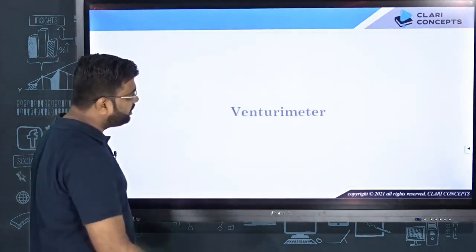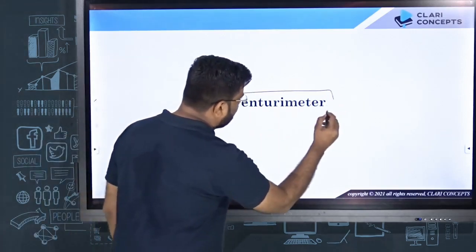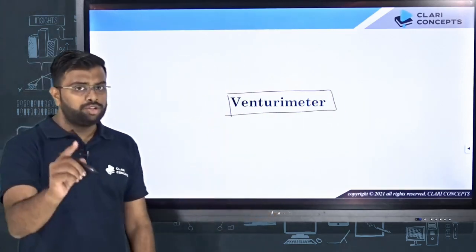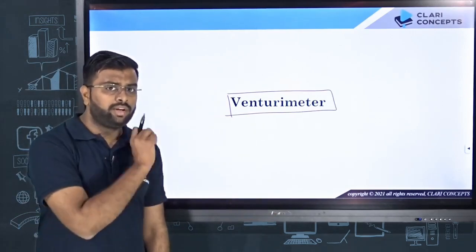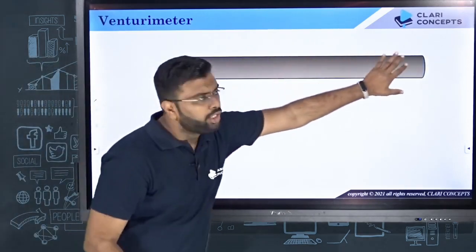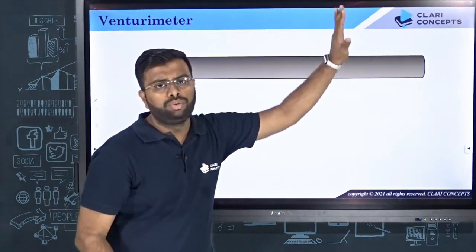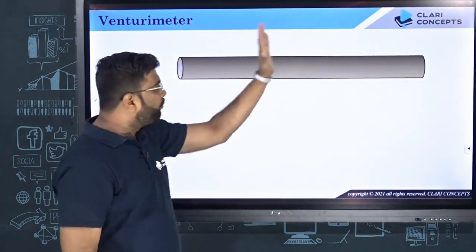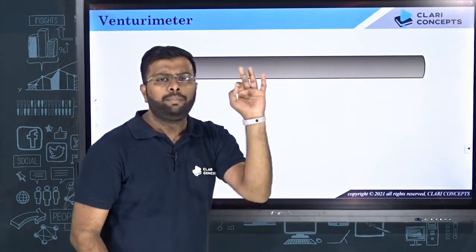So today in this lecture, we will be talking about this device called Venturimeter. I request you to please pay close attention. This is a really very important lecture. Okay, so let's say this is a pipe through which a fluid is flowing and you would like to measure the flow rate of the fluid flowing through this pipe. So simply mount the Venturimeter.